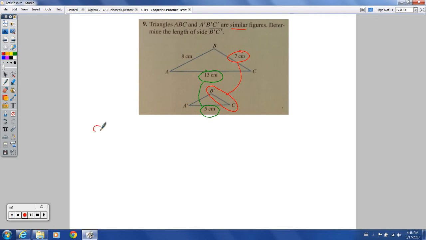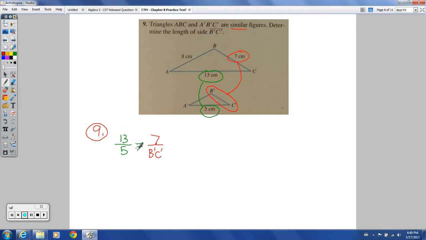Therefore, for number 9, I can say that it should be that 13 over 5 should equal, this is larger to smaller, should equal proportionally 7 over whatever this one is. We'll just call it B prime C prime. That's the length of that segment. If I don't put any mark above it, that's what it's referring to.